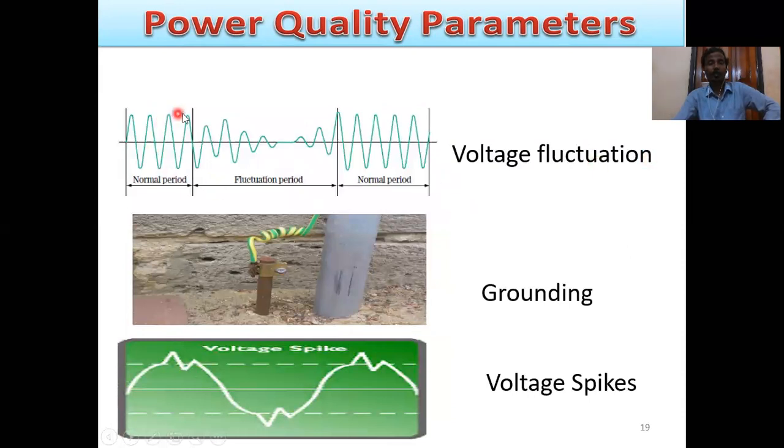Next, voltage fluctuation. This is the normal period, the fluctuation period, and then a normal period again. And this is the grounding and voltage spike. In this section, voltage spike.